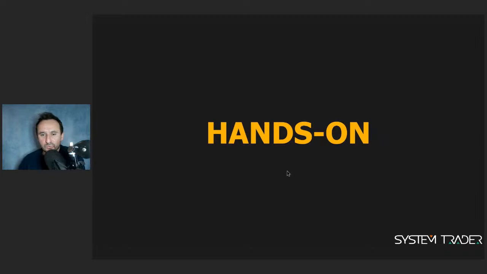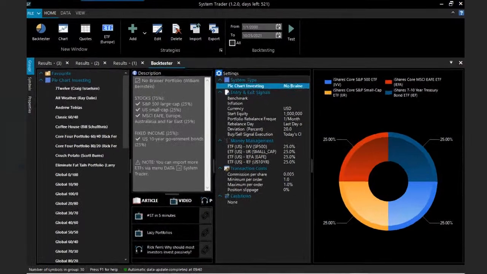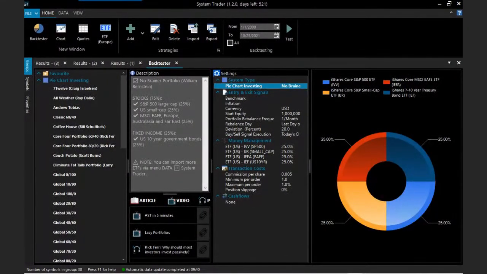So let's move to hands-on. I will show you my software, and I will make some simulation with you. And maybe I will make that picture bigger so that you can see better. So I will hide myself for a second.